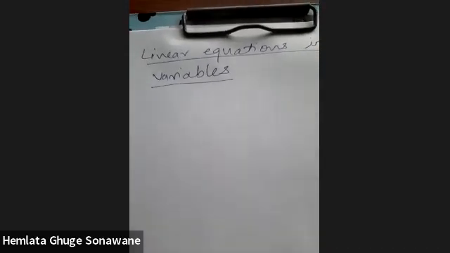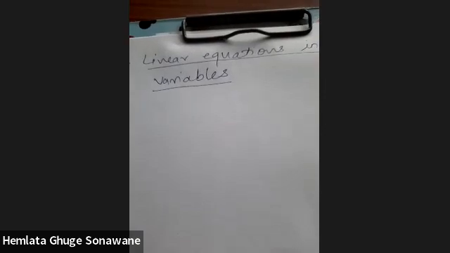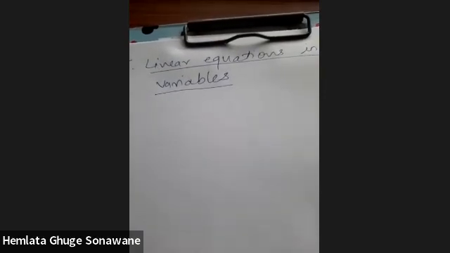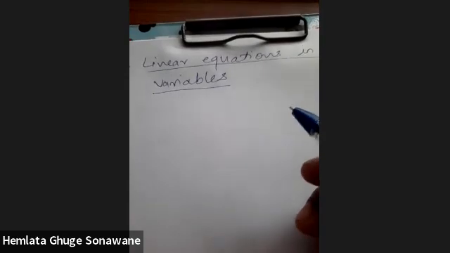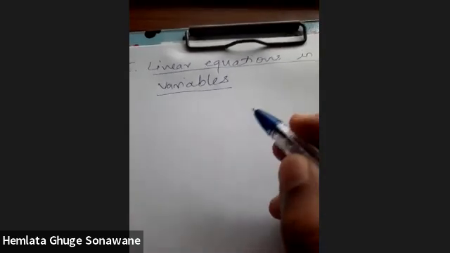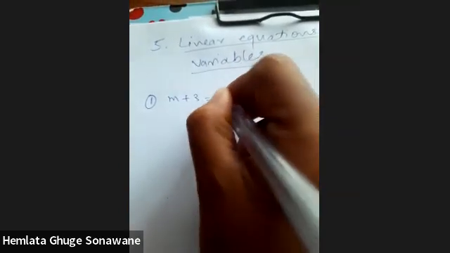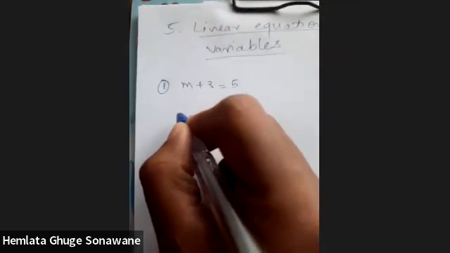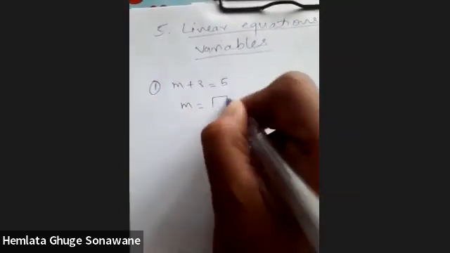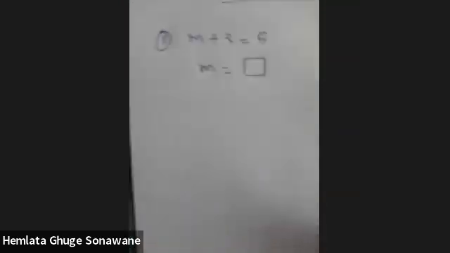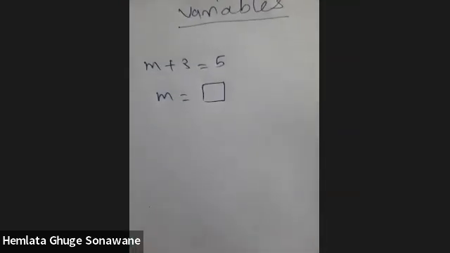Students, take out your textbook page number 80. Let's recall what is given, that is related to your lower class. We'll start with that activity. First example is m plus 3 is equal to 5 and m is equal to box is given in your text. Now we have to find out the value of m here.